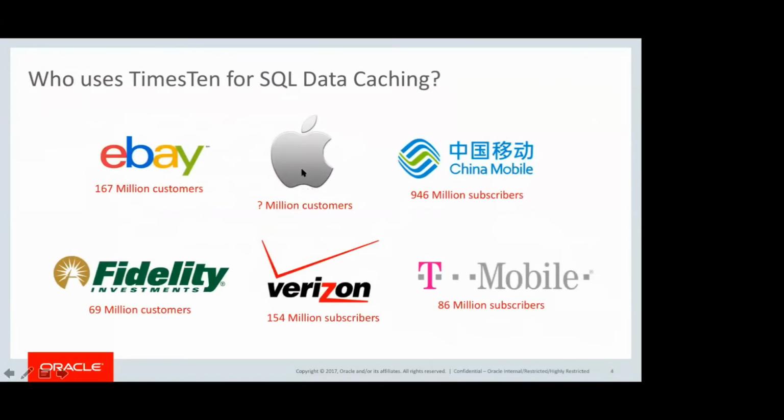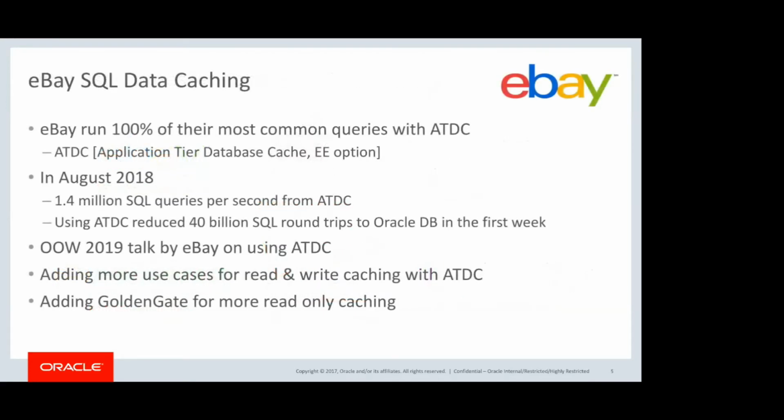So here are some of my customers, like T-Mobile, 946 million users, eBay, Apple. It's sort of a Fight Club situation. They don't really want to tell us what you're doing, but basically, if you've used Apple products, you've used SQL caching from Oracle. So last year at Open World, eBay did a presentation on how they are using SQL data caching.